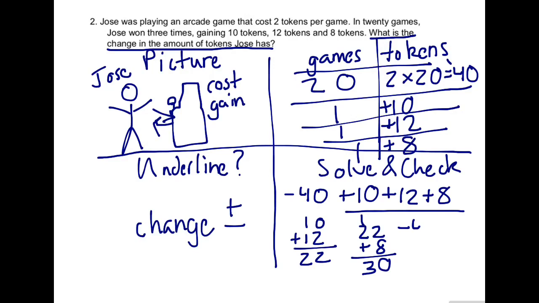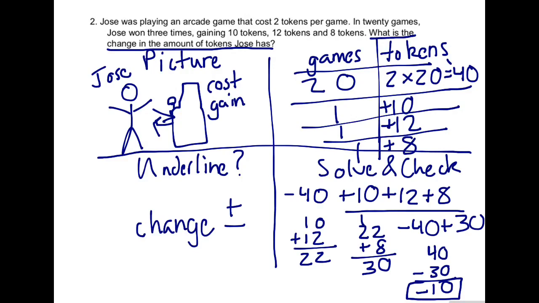So now I have negative 40 plus 30. When I'm adding different signs, I can subtract them. The absolute value of negative 40 is 40, and the absolute value of 30 is 30. 40 minus 30 is 10, and I know that there are more negatives than positives, so the overall change was negative 10. And I just wanted to find the change in the amount of tokens Jose has.